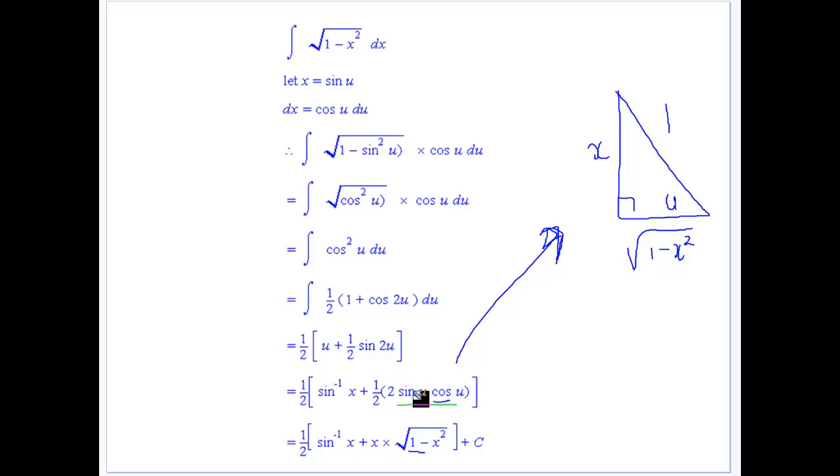Because we had x equal to sine u, we know sine u is x. But what about cos u? What would that be equal to? Well, if that's in a triangle and sine u is equal to x, we could write it as x on 1. So opposite over hypotenuse, and our adjacent becomes the square root of 1 minus x squared. So cos u must be the square root of 1 minus x squared on 1. That's where we get our expression from.